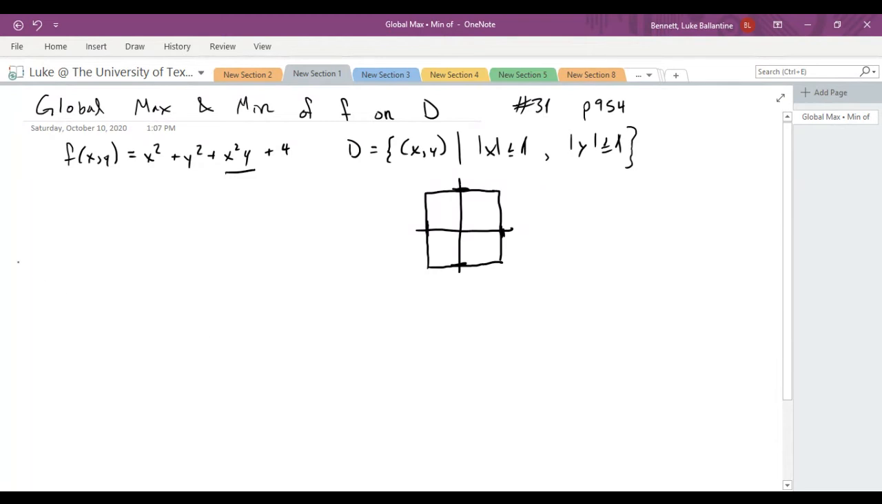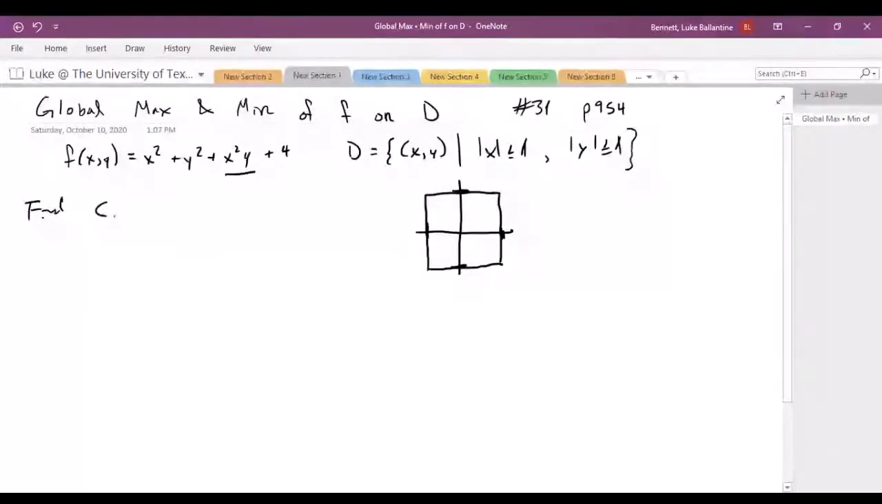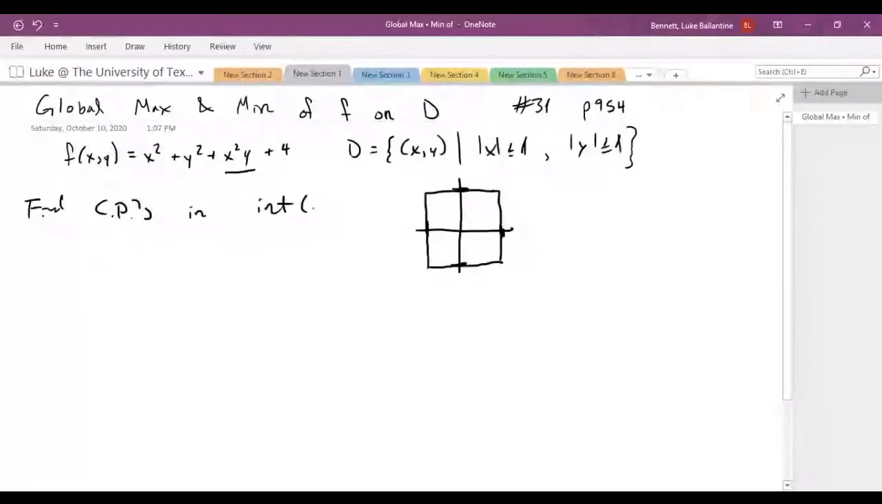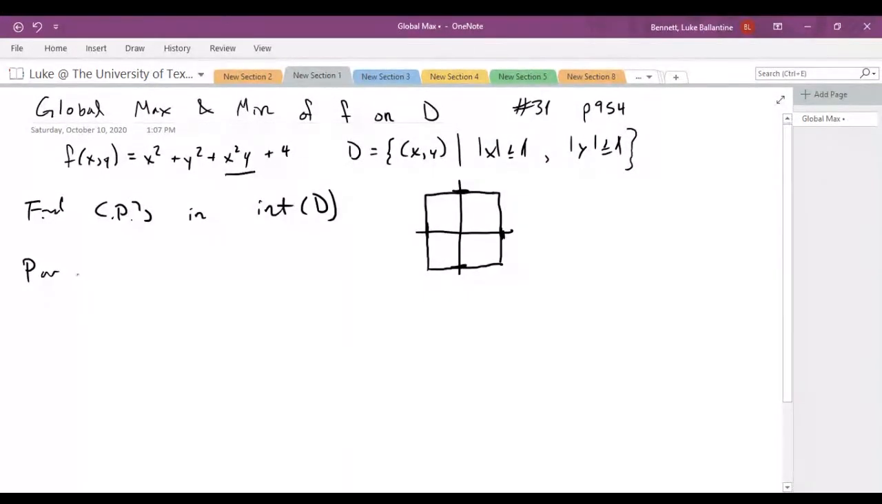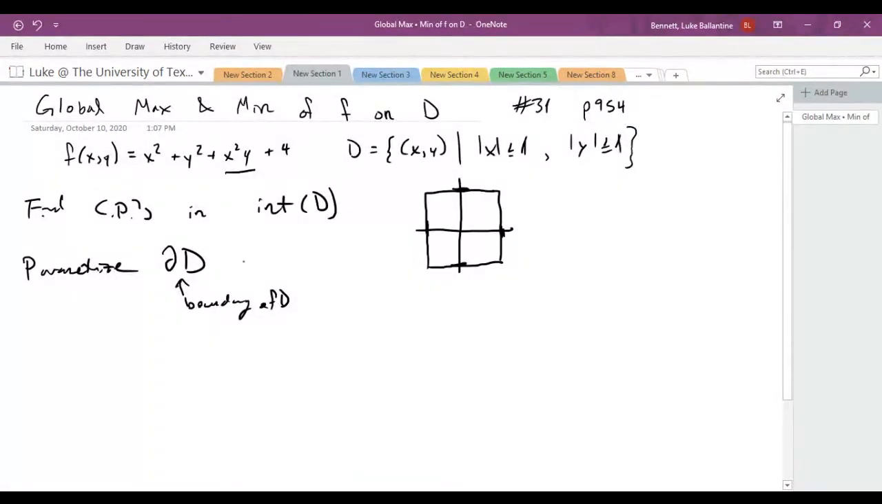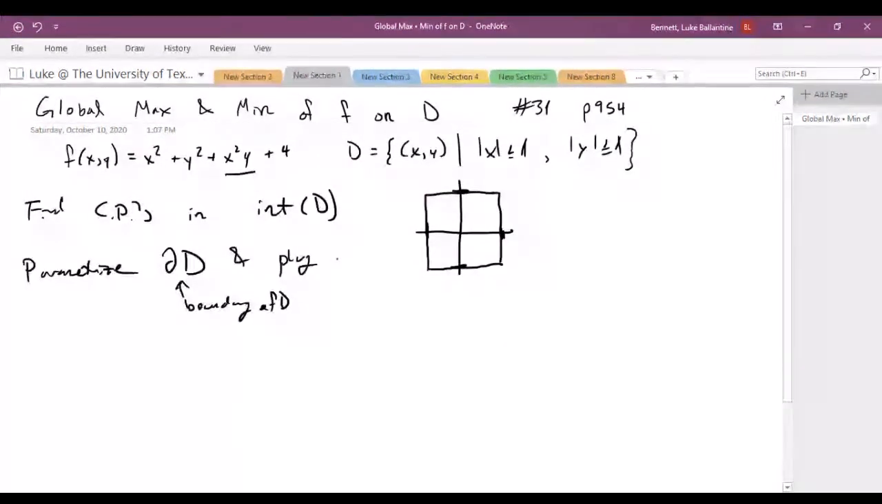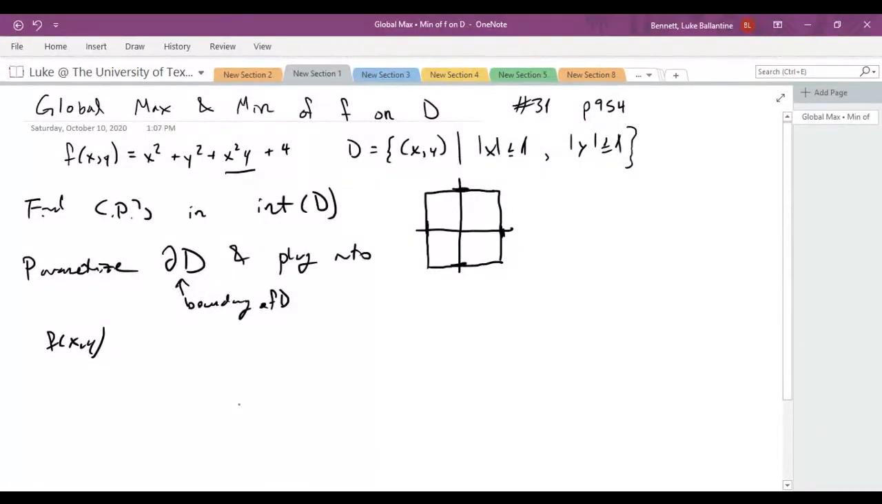So what we're going to do is find critical points in the interior of D, and then we're going to parameterize the boundary of D and plug into f of x, y, which we will then maximize or minimize.